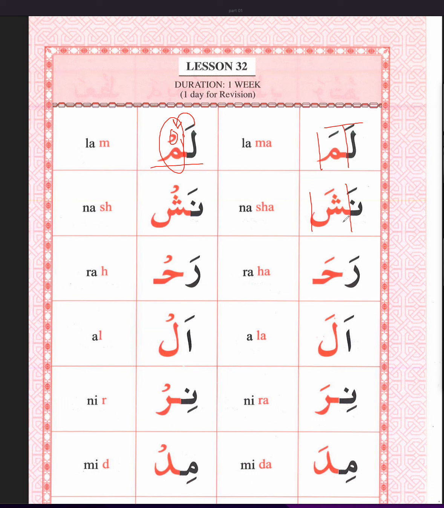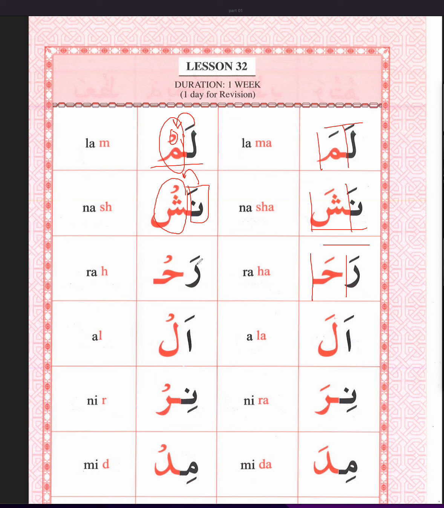Na, sha, nasha, right? What's the first letter? Na. What kind of sound does the letter sheen have, Brother Isa? Shh, shh. Can you connect these two for me? Nash. Nash, na. Take out the fatha. Make sure the harakats are clear. Nash. Good.